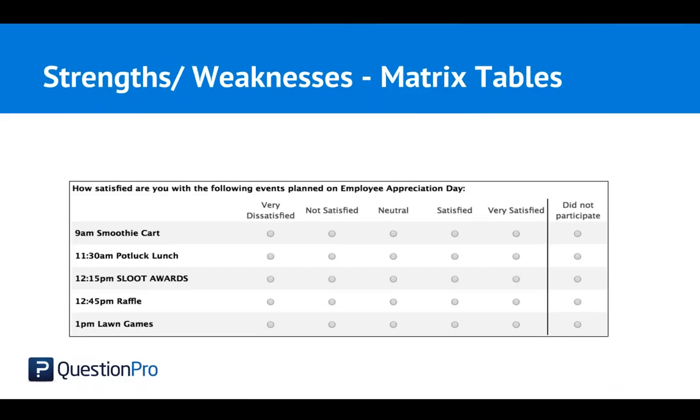So in our system, I'll bring Anoop back in here. One of the things that are really popular to measure strengths and weaknesses are all the different matrix tables. So Likert scales built out into a matrix table to ask multiple types of questions. Anoop, can you explain some of the other types of matrix tables or Likert scale type questions that QP has?